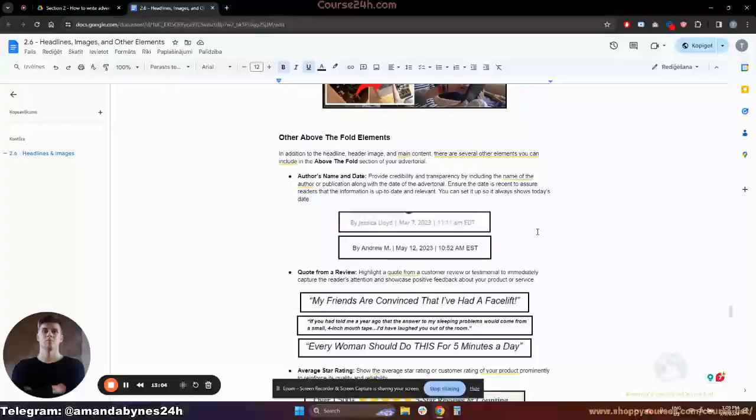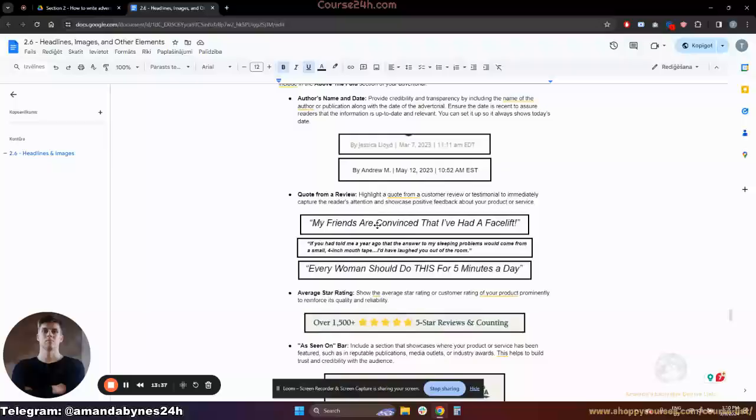And other above the fold elements you can put. One of them is an author's name, which I mentioned, and a fresh date on it. If it renews every day, so it's always today's date, the better, because when the reader sees it, they'll know it's fresh information and that this works today. It's not a solution from 5 years ago that might not even exist today. It's a solution that has been published today.